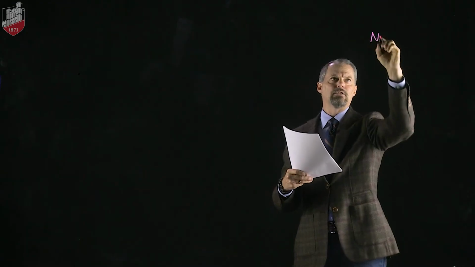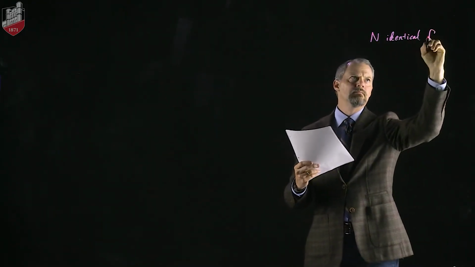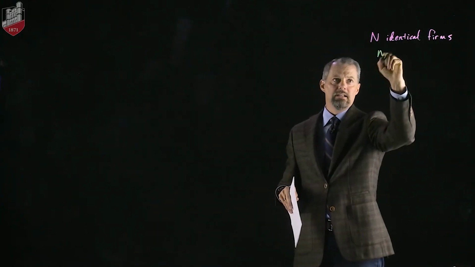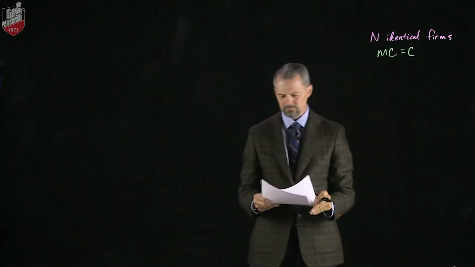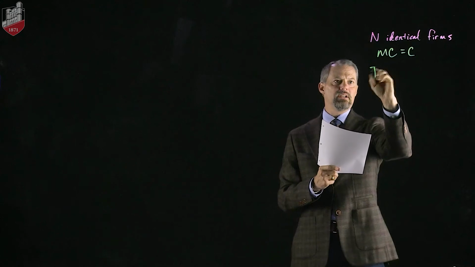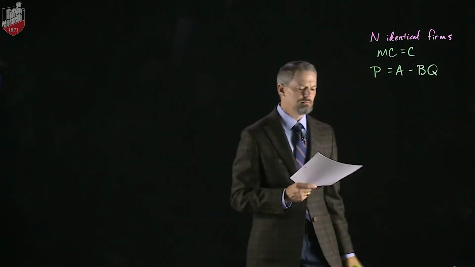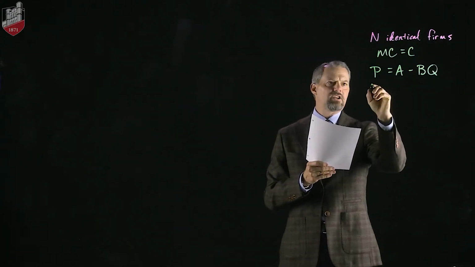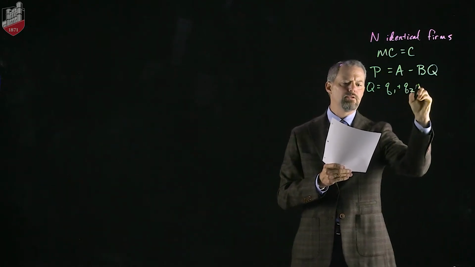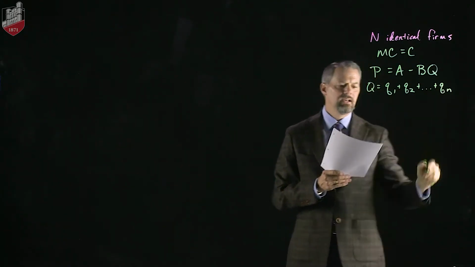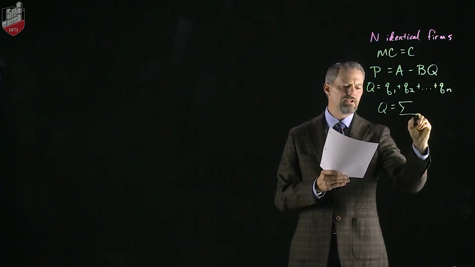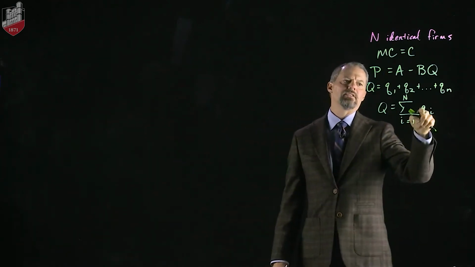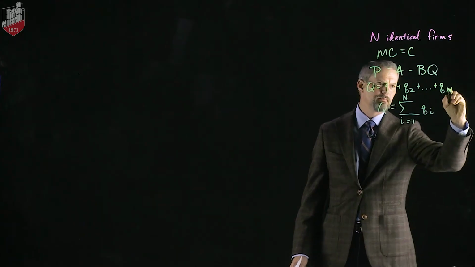Let's suppose we have n identical firms. And let's continue with our assumption that they have identical marginal costs equal to C. Our industry demand is still going to be P equals A minus BQ. But now that quantity is going to be summed across n firms, so we've got quantity equal to Q1 plus Q2 out to Qn. We can write that in summation notation as the sum from i equals 1 to N of Qi. Let's make that a capital N, since that's the notation I used.